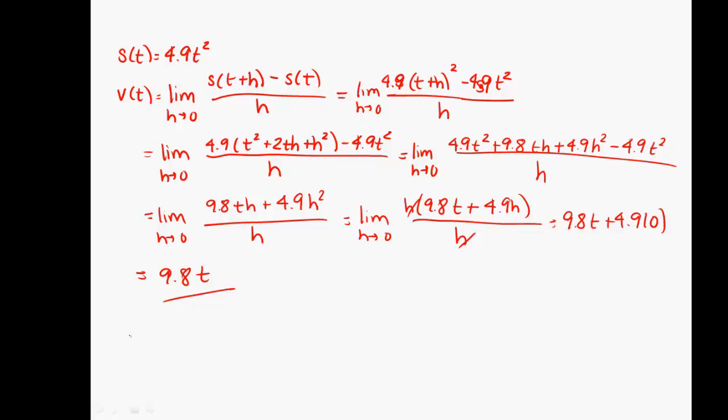So let's just check our part A work. The velocity after 5 seconds would be 9.8 times 5, which is equal to 49 meters per second. Same answer we got. And in part B, we wanted to find the velocity after 9.583 seconds, and we should just get 93.915 meters per second.